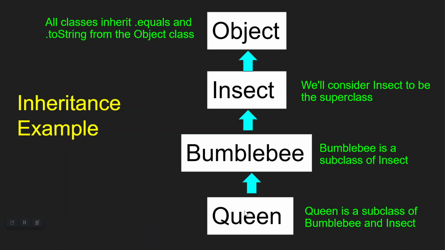So I could go ahead and create the Queen class as a subclass of Bumblebee. And if the Queen class is a subclass of Bumblebee, that means it is also a subclass of Insect. So Bumblebee would inherit from Insect. Queen would inherit from both Bumblebee and from Insect. That's just kind of how that works.